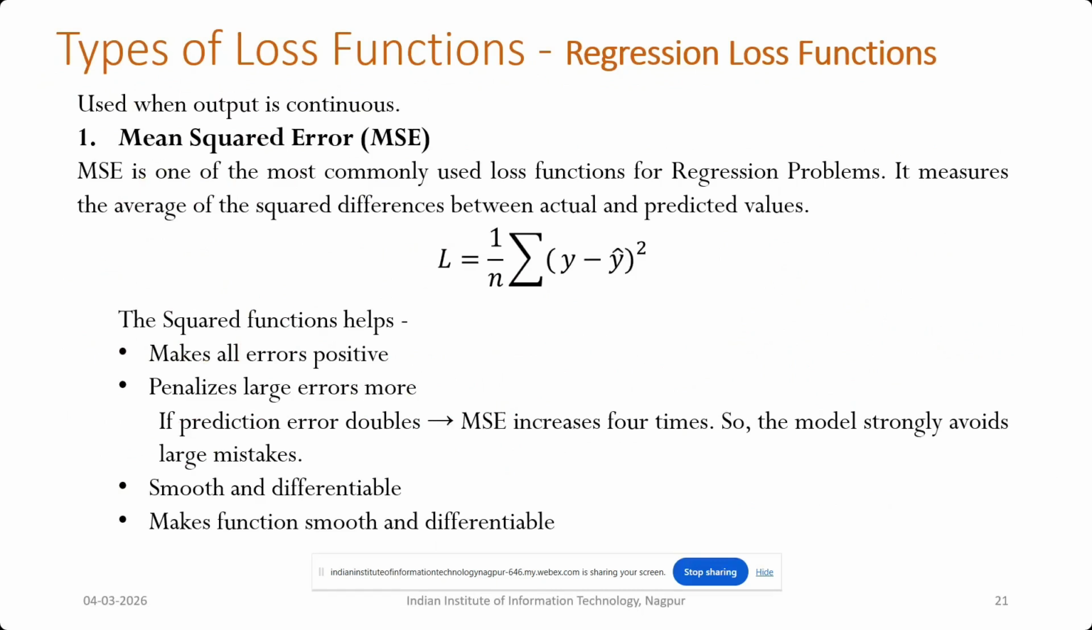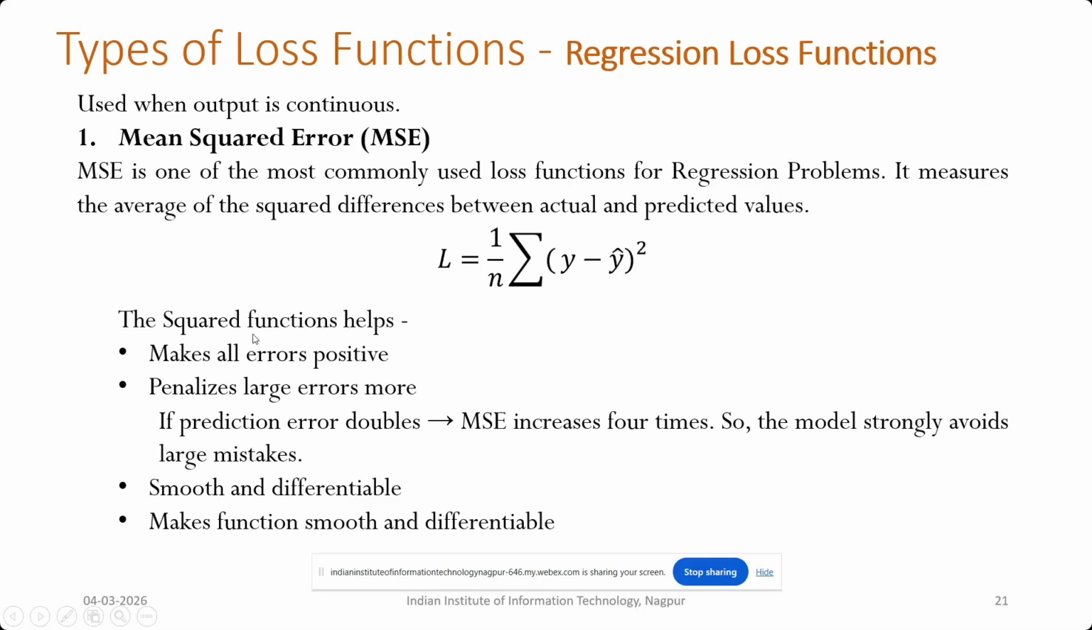MSE is one of the most commonly used loss functions for regression problems. It measures the average of squared differences between actual and predicted values. So this is actually the average of all these squared differences between the actual value and the predicted value. Why have we taken the squared function?